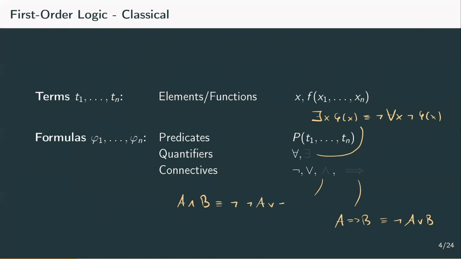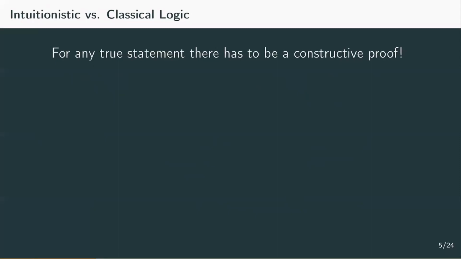However, the lambda calculus corresponds to the set of first-order definable formulas, not in classical logic, but only in intuitionistic logic. In intuitionistic logic, one insists that for any true statement A or B, there must exist a proof which of A or B holds such that the statement is true. It's not sufficient to show that one of them is true, but we need to know which one. Or even more so for a statement, there exists an x such that P of x holds. If this statement is true, then we must know an object t for which P of t actually holds. So in intuitionistic logic, for any true statement, there has to be a constructive proof. Because of that, intuitionistic logic is also called constructive logic.